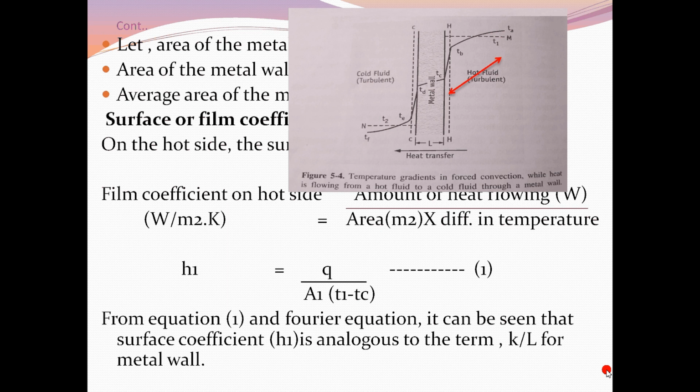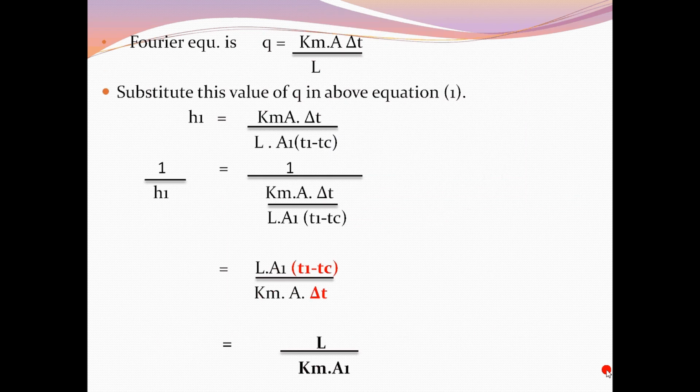This is equation number 1. From this equation and our Fourier equation, it can be seen that the surface coefficient H1 is analogous to the term K by L for the metal wall. How? We know that the Fourier equation is Q equals Km A delta T upon L. We just substitute this value of Q in the above equation number 1. H1 equals Km A delta T divided by L into A1 (T1 minus Tc), after the substitution of this value of Q.